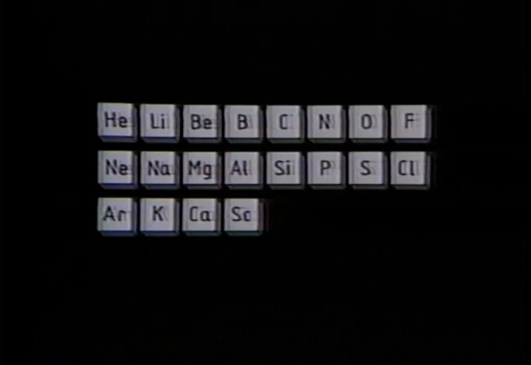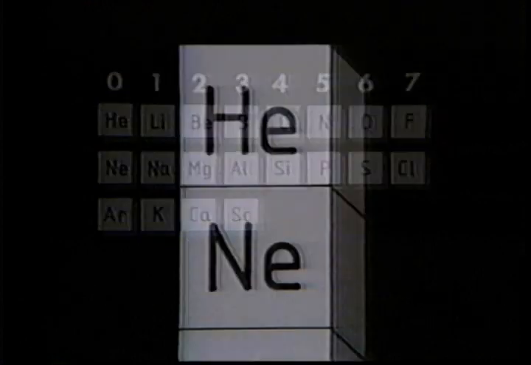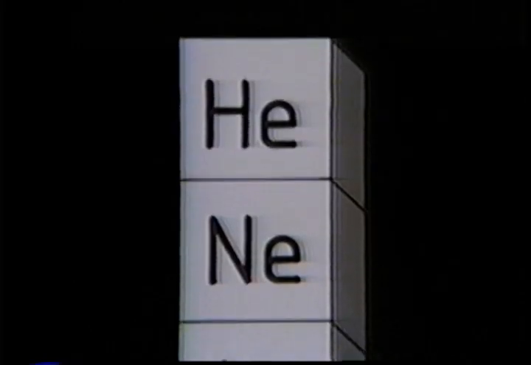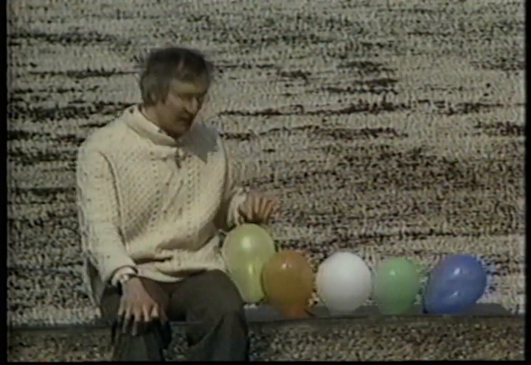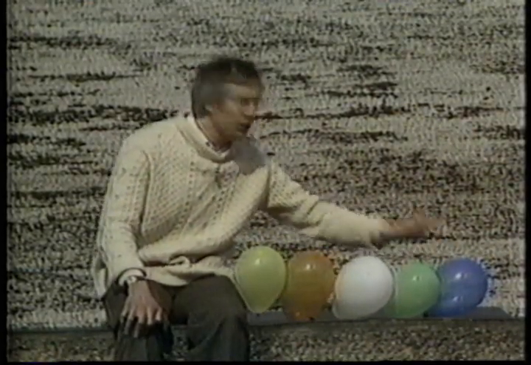The groups are numbered from 0 up to 7. The most important thing to remember about the periodic table is that the groups contain elements which resemble each other. Let's look at the elements of group 0, the noble gases. When it's complete, it contains 6 elements: helium, neon, argon, krypton, xenon, and radon. Here are 5 of the 6 noble gases: helium, neon, argon, krypton, and xenon.